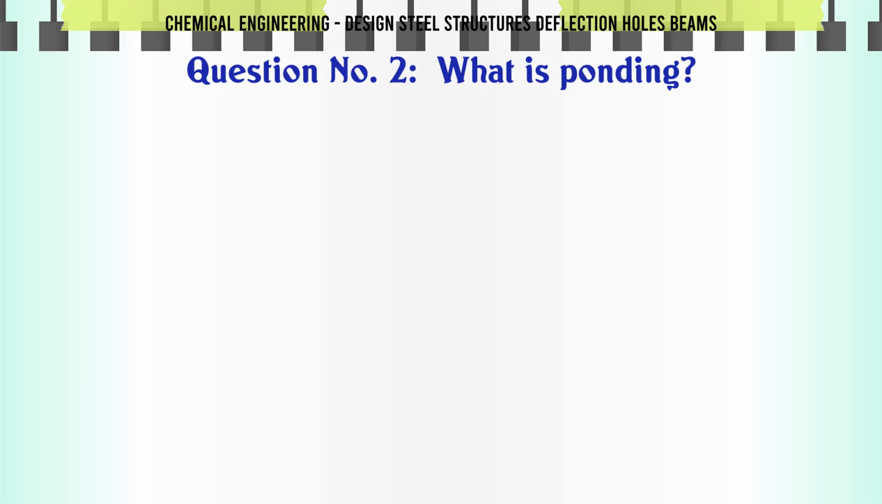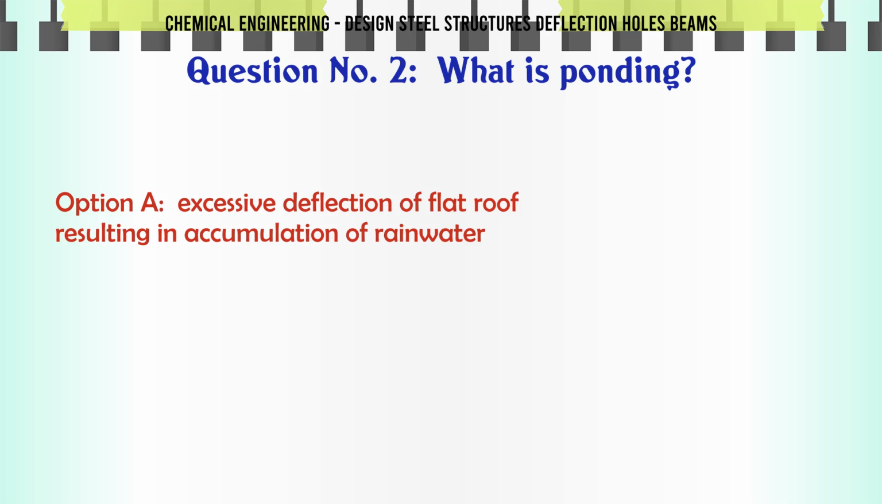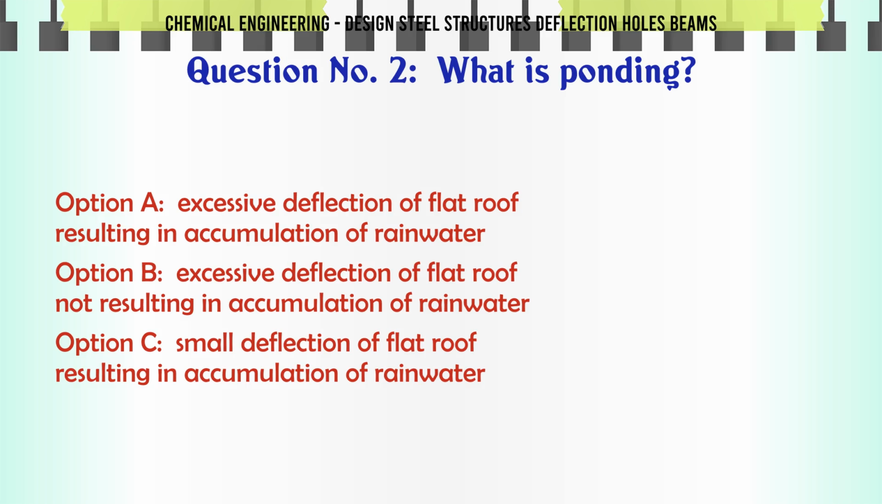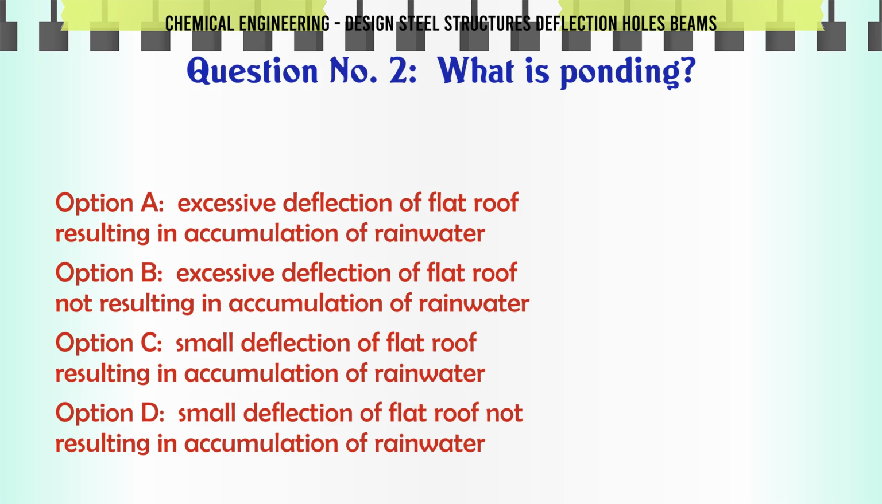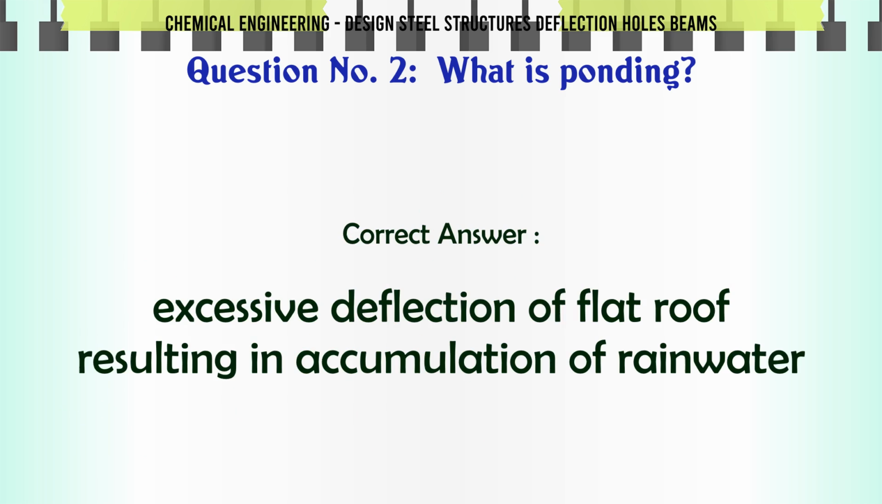What is ponding? A. Excessive deflection of flat roof resulting in accumulation of rainwater. B. Excessive deflection of flat roof not resulting in accumulation of rainwater. C. Small deflection of flat roof resulting in accumulation of rainwater. D. Small deflection of flat roof not resulting in accumulation of rainwater. The correct answer is excessive deflection of flat roof resulting in accumulation of rainwater.